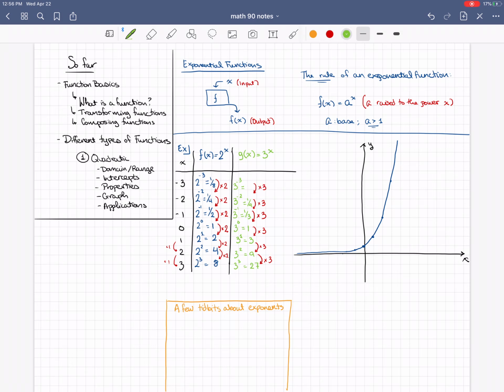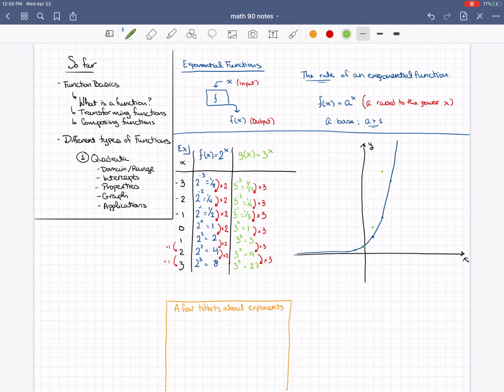So you can almost think of it as working backwards. You're dividing by 3 each time. So let's plot this on the graph. Notice this graph also goes through 0, 1. It goes through 1, 3. It goes through 2, 9. And then 3, that's all the way up at 27.